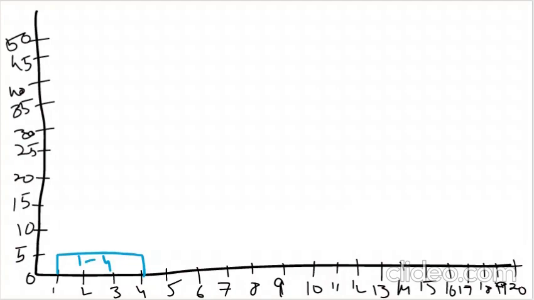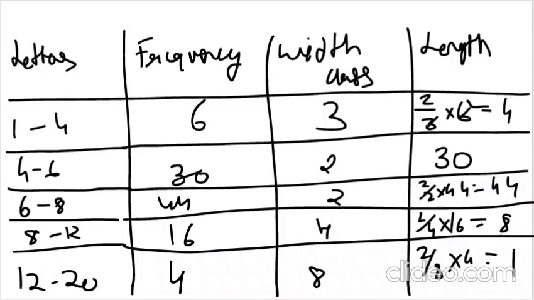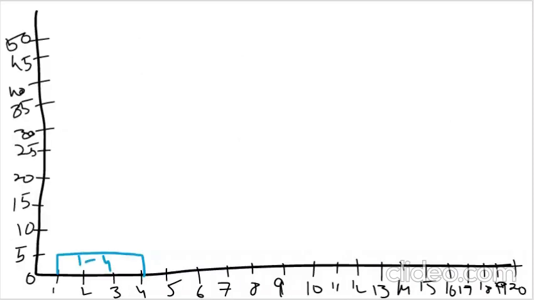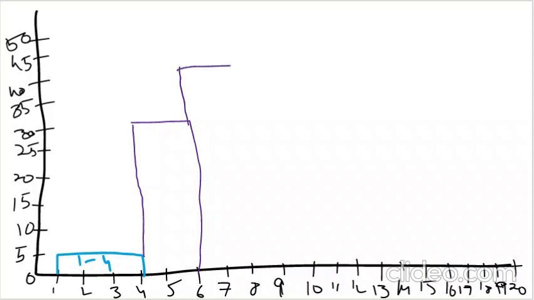Next one is 30 and 2. Where is 30? This is 30, and you connect it since it is a histogram, going till 2, so from 4 to 6. Next, 44 with width 2. 44 will be below 45, somewhere over here, and again till 2, so till 8.